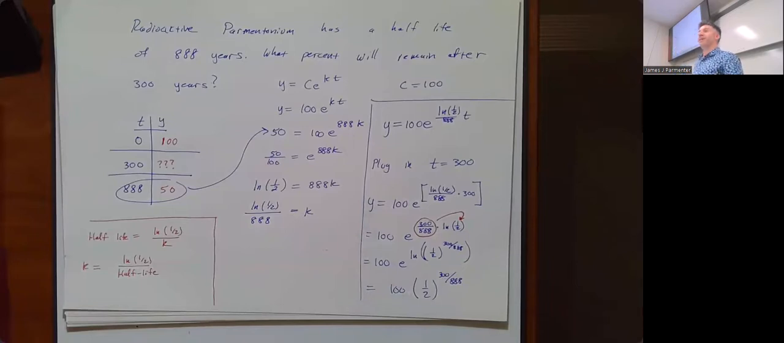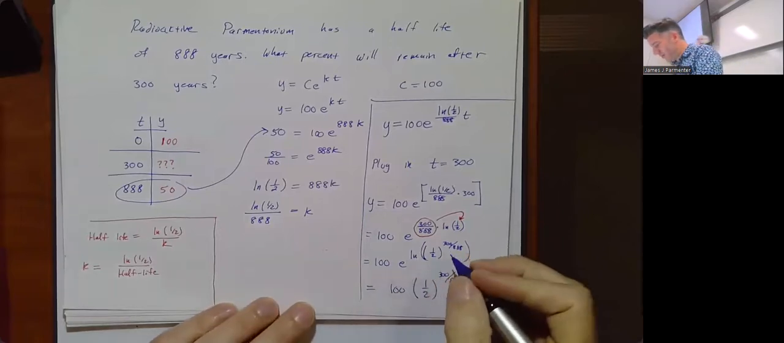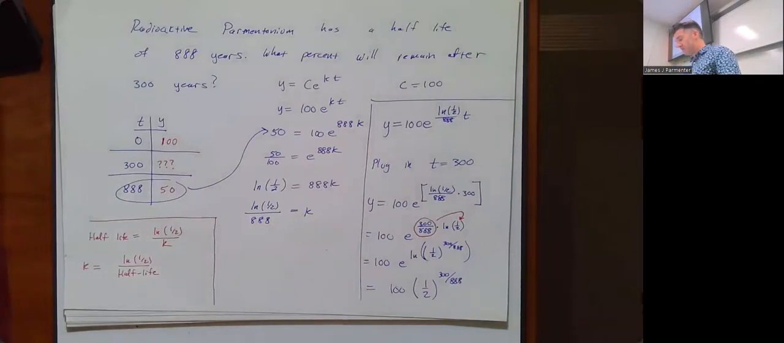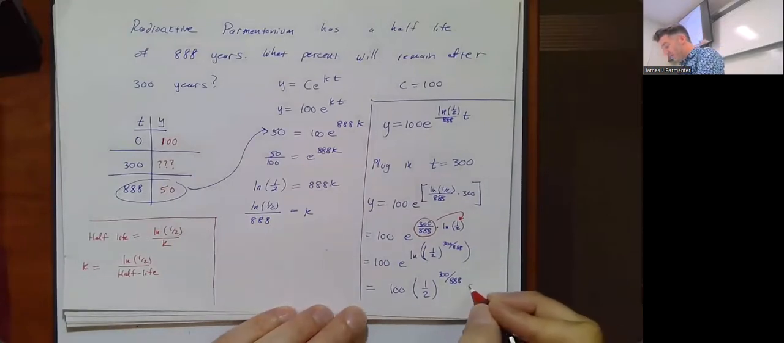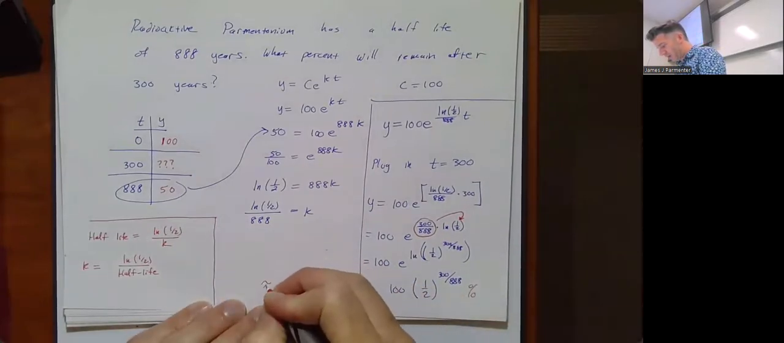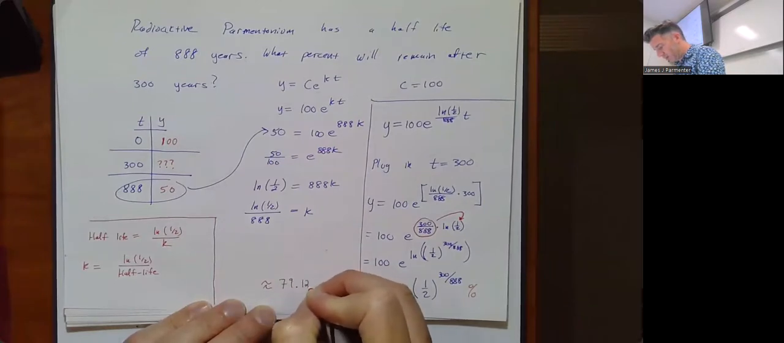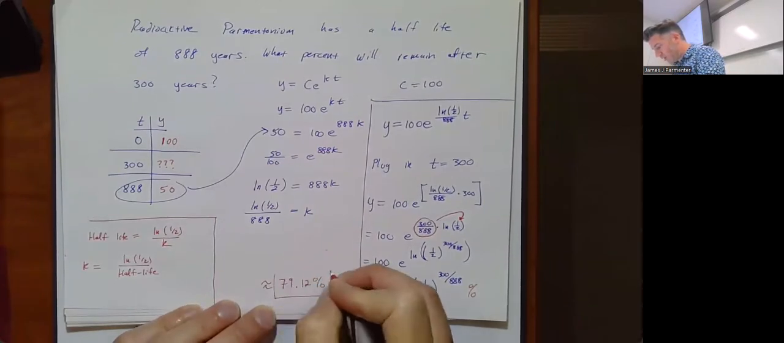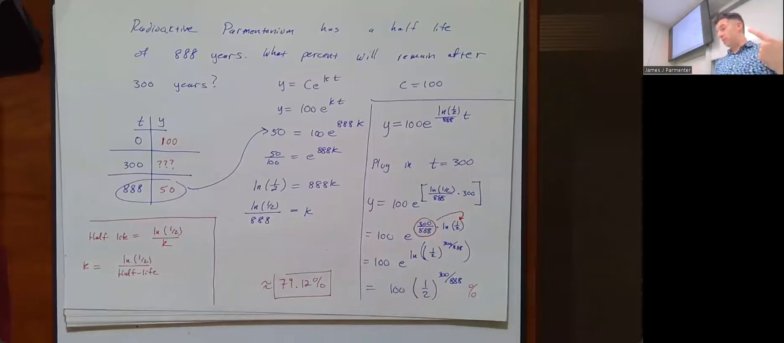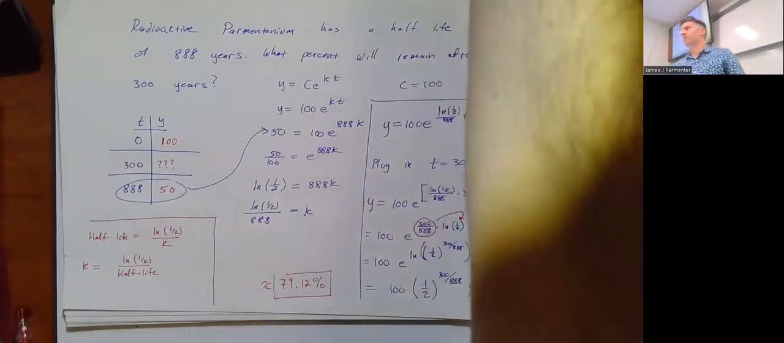I kind of want to know what it is though. Okay, what is it? 79.12. Okay, that seems about right. So the answer to this is approximately 79.12%, which certainly corresponds to our thought that it should be more than 50%. Okay. Questions about this?